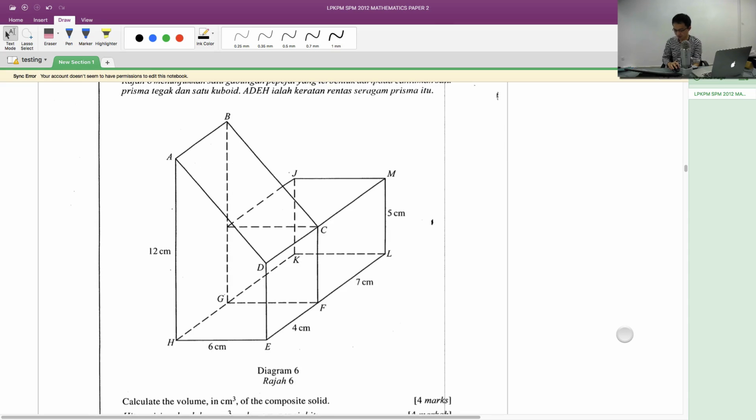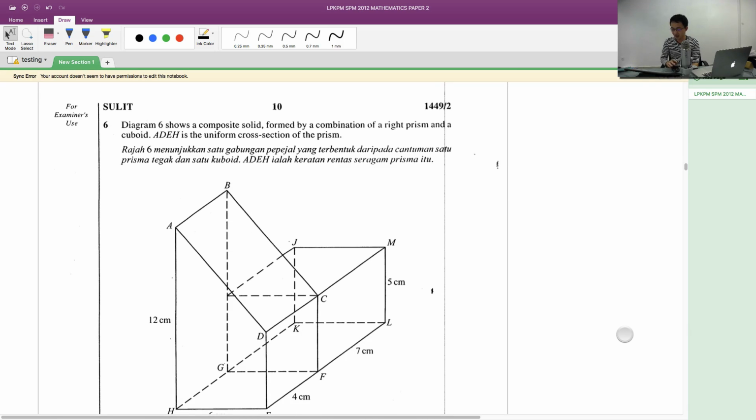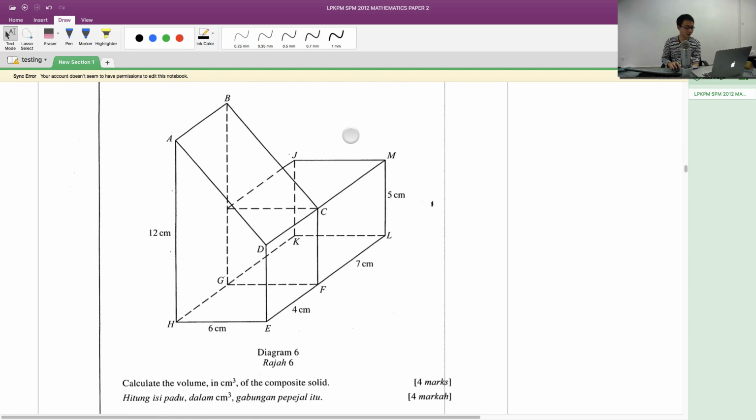Alright, what is this? Volume. Calculate the volume of the composite solid. So you will need to find the volume. Any important information here? Diagram 6 shows a composite solid formed from a combination of the right prism and a cuboid. ADEF is a uniform cross section of the prism. Okay, nothing very important there. So we need to find the volume.